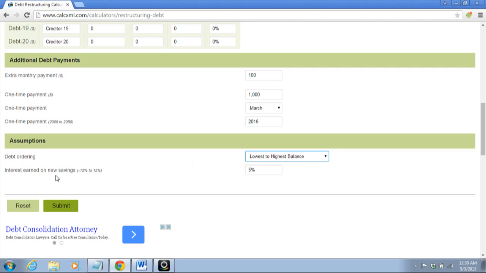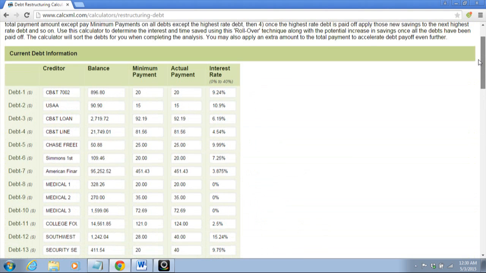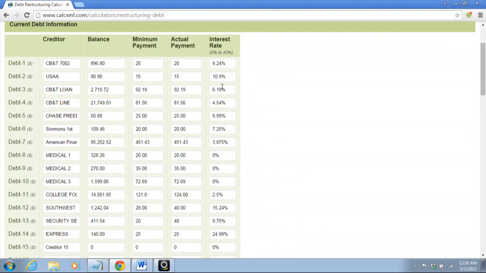And let's say interest earned on a new savings. Let's say that somebody's able to find an investment that yields, let's just say 7%. That's being, I guess, moderate. Let's just say 7%. Okay. So I'm going to scroll back up, and we're doing paying things off from lowest to highest balance.